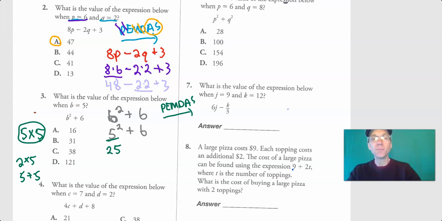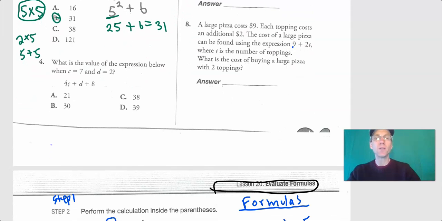I just underline it. Plus 6. And then you can just figure what that is. You can say, look, I can get up to 30. That's 5. And one more, 31. And again, we had to do the exponents first. All right, let's come down and take a look at this number 4 here.